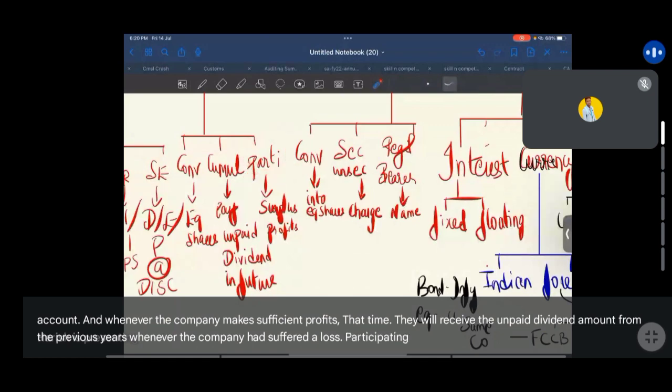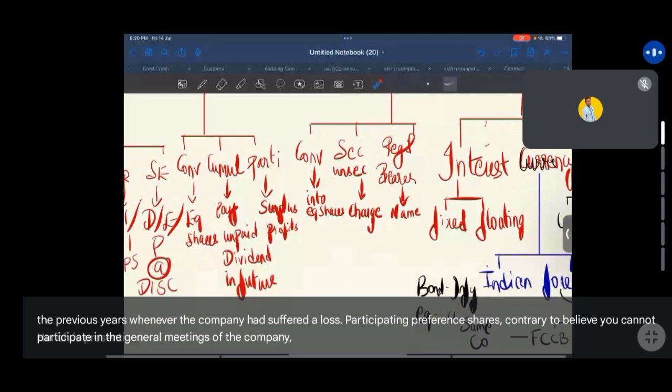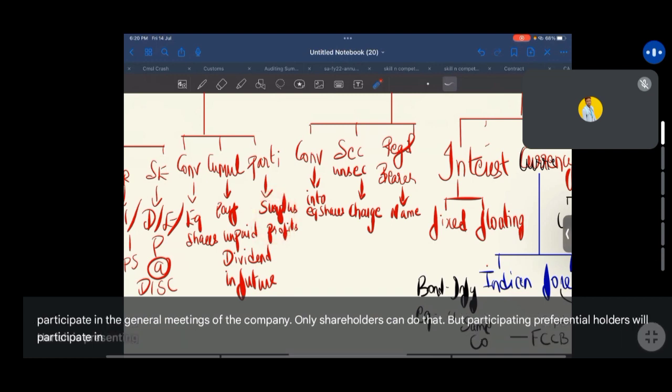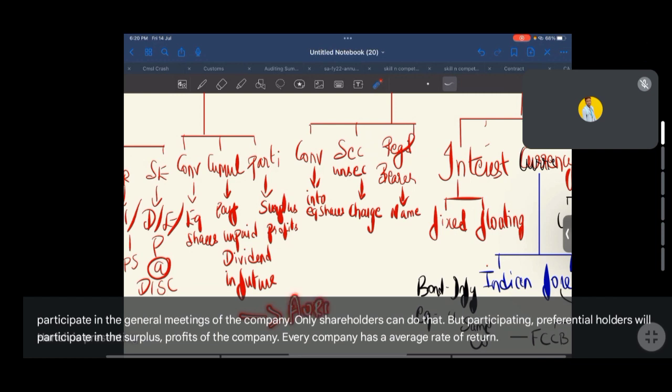Participating preference shares, contrary to belief, you cannot participate in the general meetings of the company. Only shareholders can do that. But participating preference shareholders will participate in the surplus profits of the company. Every company has an average rate of return, which is usually declared on an industry basis.